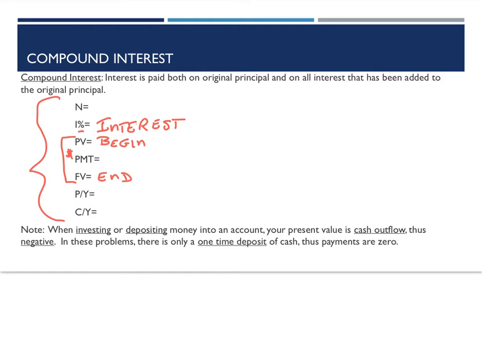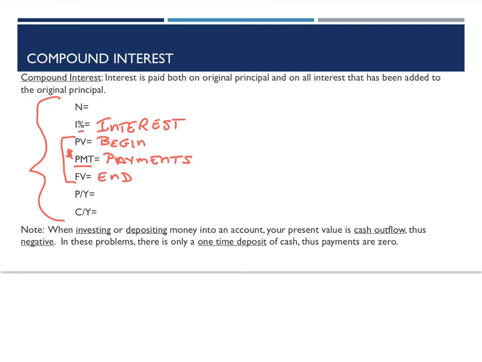Don't hold too much stock in the words present and future. Think beginning and end. Present value and future value, those are a one-time deal. This is the lump sum at the beginning and the lump sum at the end. Sometimes we don't talk about lump sums. Sometimes we need to talk about repeated payments or repeated deposits. That's where the payments come in. Payments are money that's paid repeatedly, not just one time.